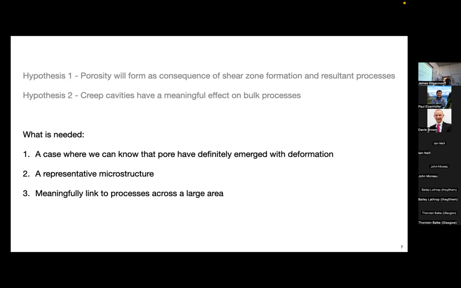So what we need to check that is a case where we know porosity is definitely emergent during deformation, in a very simple case, which is the best case. So for example, to ditch chemistry, we need to know we've looked at something representative, and we need to know that we made a meaningful link.